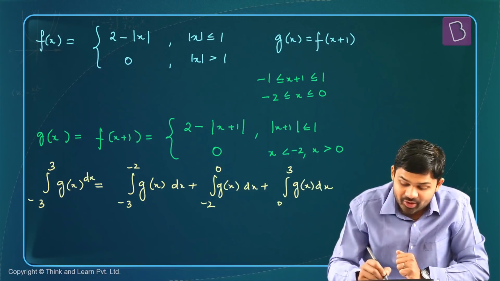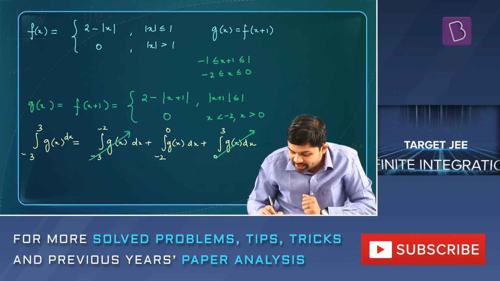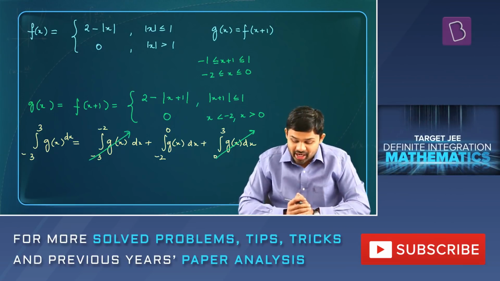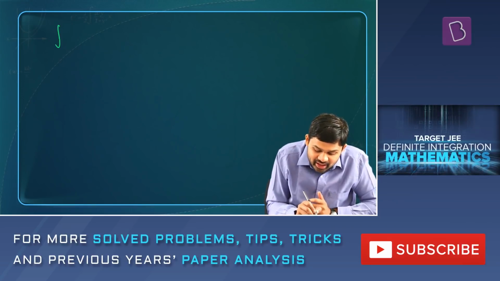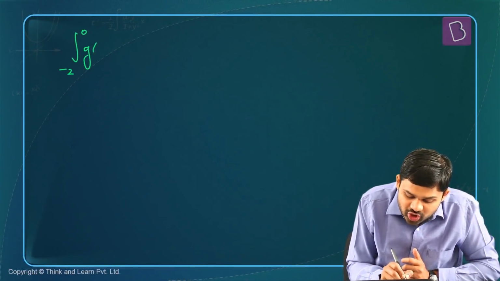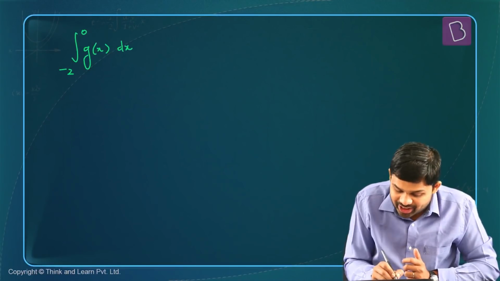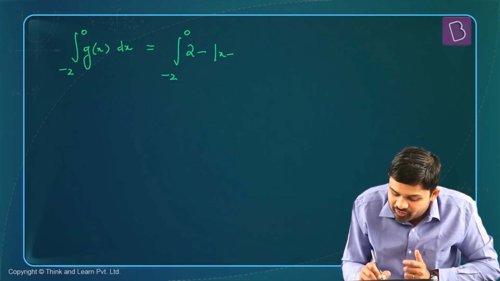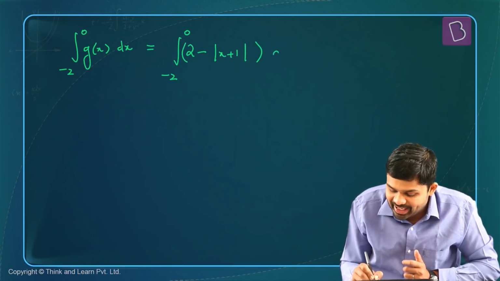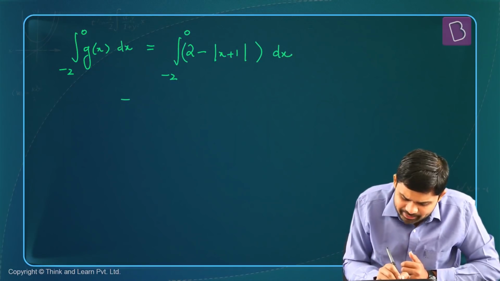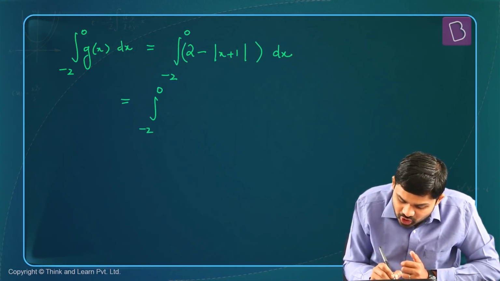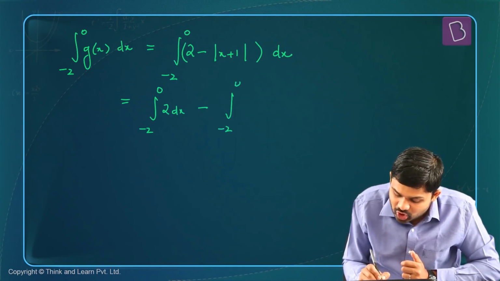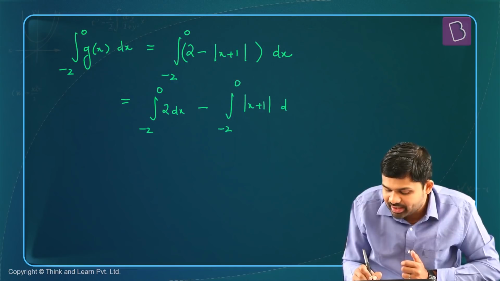Correct? And what happens is the first and the third integral, these will go to 0 because g of x is 0 in that particular subdomain. So finally, I just have integral -2 to 0 g of x dx. Now that's going to be equal to integral from -2 to 0 of 2 minus mod of x plus 1 dx. That's going to be simplified as integral from -2 to 0 2 dx minus integral from -2 to 0 mod of x plus 1 dx.